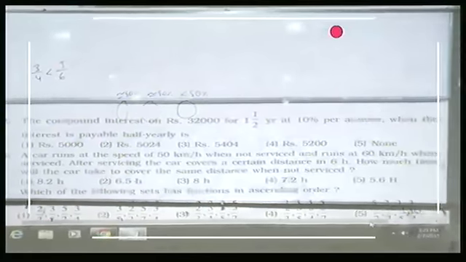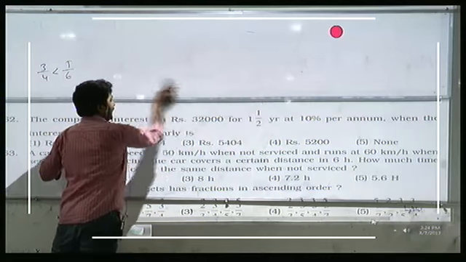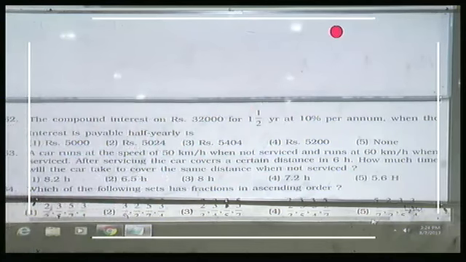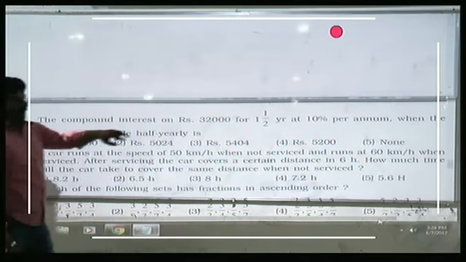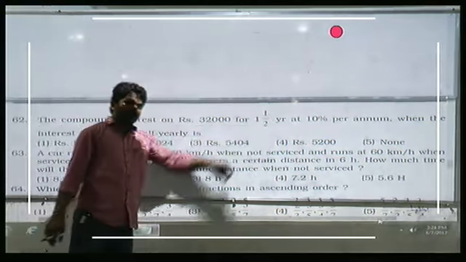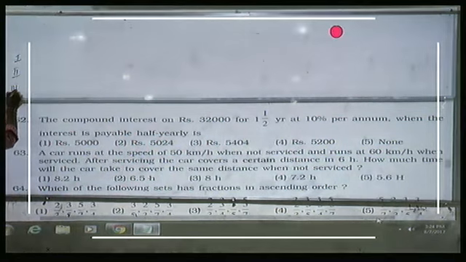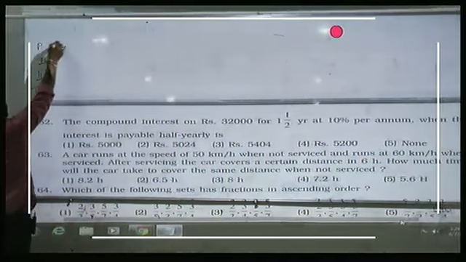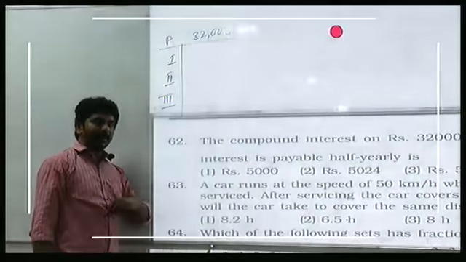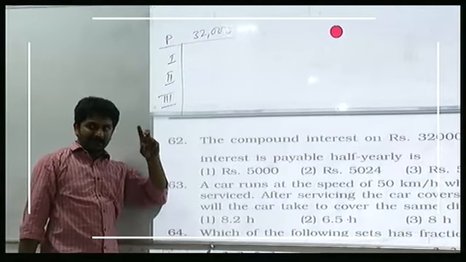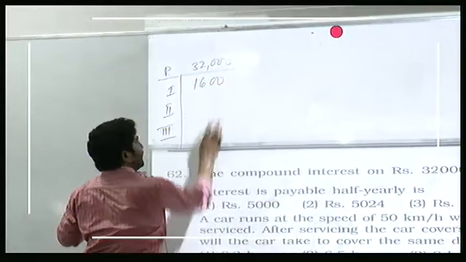Next 62. The compound interest on 32,000 for 1.5 year at 10% per annum when the interest is payable half yearly basis. If it is payable half yearly basis in 1.5 year, how many times do you have to do? 3 times. First half, second half and then third half. What is your principal? 32,000. And rate of interest is 10% per annum. When you do it half yearly basis, you need to take 5%. 5% of this number, 1600.